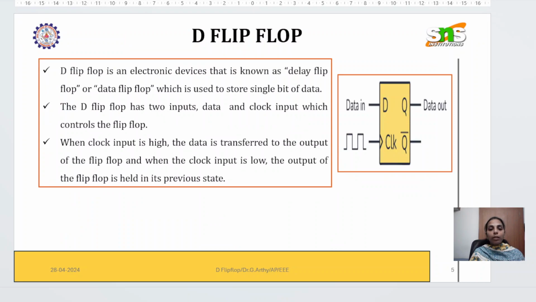So now, what is a D flip-flop? It is an electronic device known as a delay flip-flop or data flip-flop, which is used to store a single bit of data. The D flip-flop has one input, and another input will be the clock. Since it is a flip-flop, we need a clock, but the data input is only one. When the clock is high, the data is transferred to the output. When the clock is low, the output of the flip-flop is held at its previous state. This is the working principle of the D flip-flop.